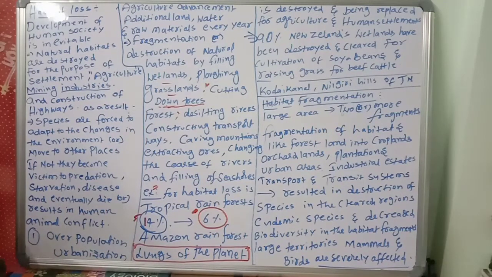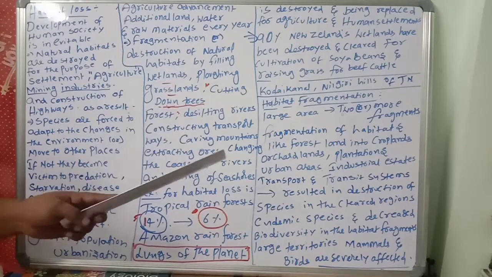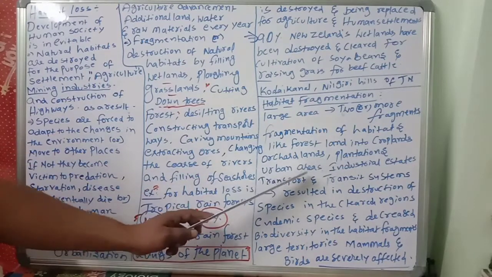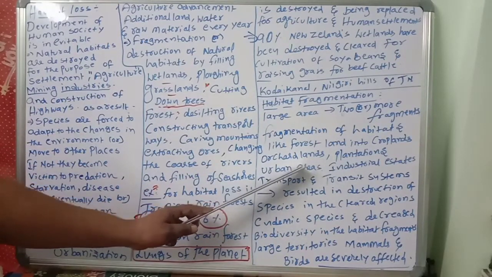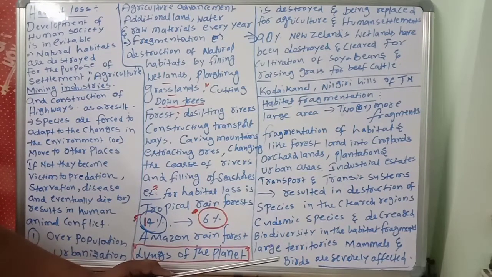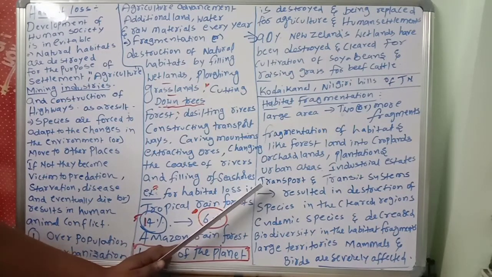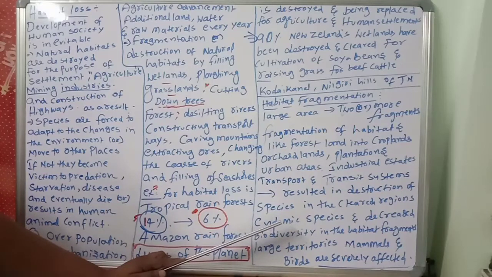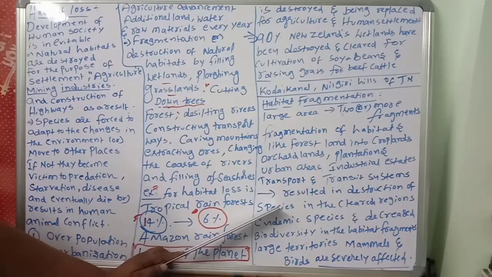So what are they doing with the fragmentation of habitats like forest lands? Forest land they are converting into crop lands, orchard lands, plantations, urban areas, industrial estates, and transport systems. All this they are changing. Because of all these things, there is destruction of complex interactions amongst species in the cleared regions.